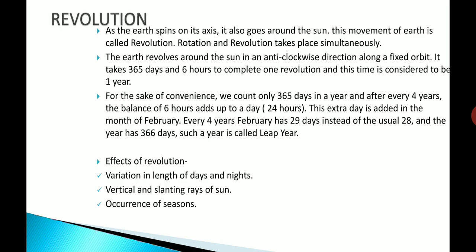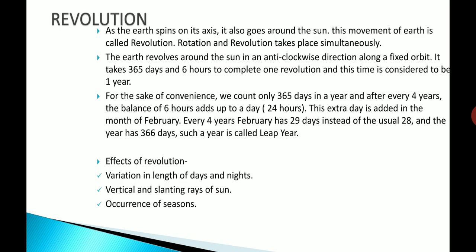The earth revolves around the sun in an anti-clockwise direction, okay, and in a fixed orbit or a fixed path. This takes 365 days and 6 hours to complete one revolution, and this time we consider it to be 1 year.